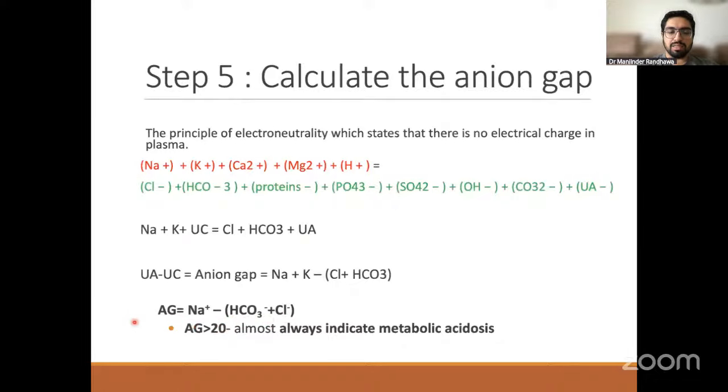And the normal figure for an anion gap is 8 to 12. Any anion gap more than 20 is usually always seen in metabolic acidosis. So even if you have any other derangement and you are seeing a very high anion gap, there is a metabolic acidosis hiding there somewhere.